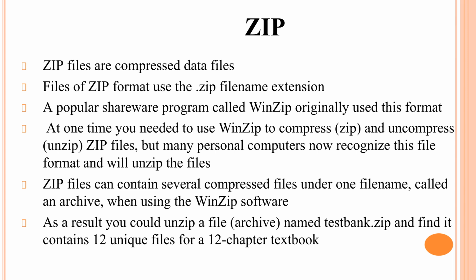Zip files are compressed data files using the .zip extension. They can contain several compressed files, called an archive, under one file name. Many personal computers now recognize and can unzip zip files.